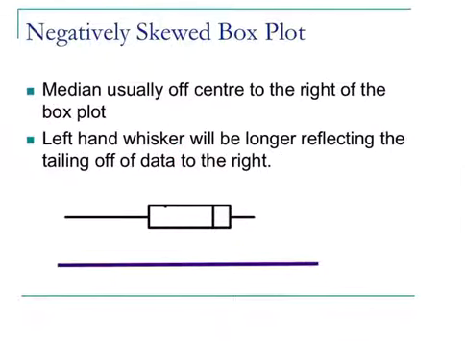The other one that we have is negatively skewed, and obviously it's just the opposite of positively skewed. Typically the median is on the higher half of our results, sitting higher on the box plot, and you'll see that the left hand whisker typically is longer than the whisker on the right hand side. The distance from Q3 to the maximum value typically is smaller than the distance from Q1 to the minimum value.